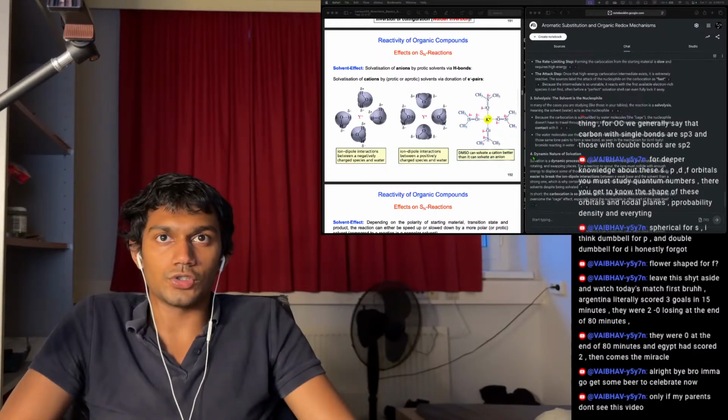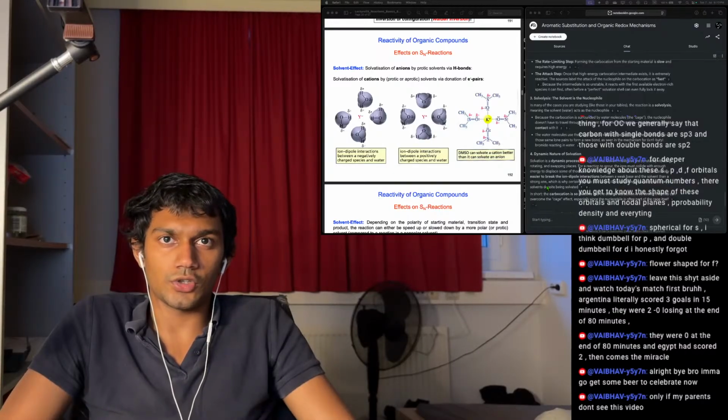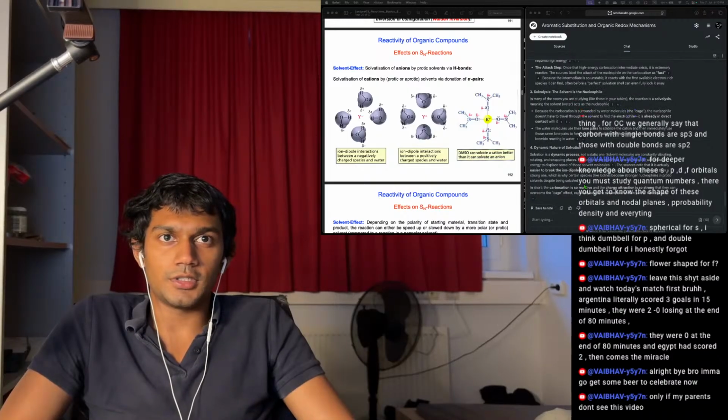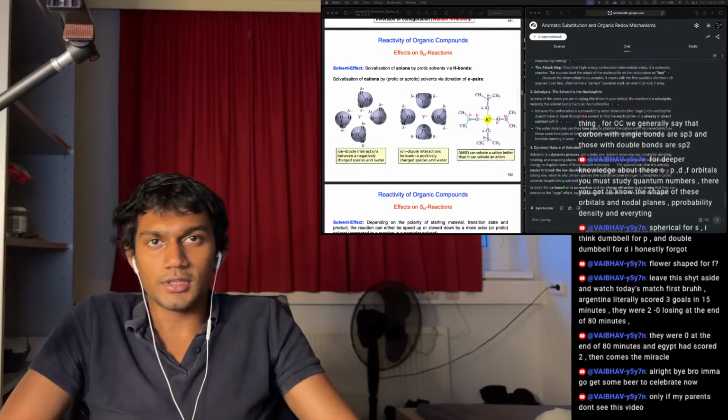Dynamic nature of solvation. Solvation is a dynamic process, not a static one. Solvent molecules are constantly vibrating, rotating, and swapping places. For a reaction to occur, ions must collide with enough energy to displace some of the solvent molecules. The sources note that it is actually easier to break the ion-dipole interaction between a weak base and a solvent than a strong one, which is why certain species like iodine become stronger nucleophiles in a protic solvent despite being solvated.